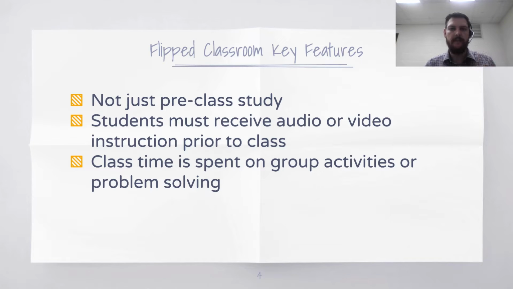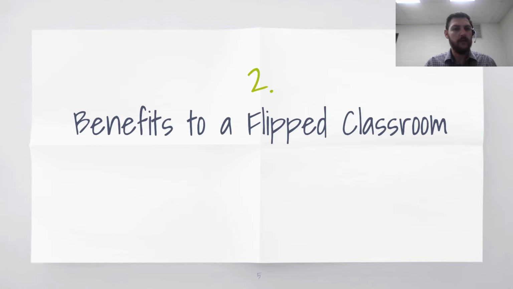Students must receive audio or video instruction prior to class. So whether that's the teacher created or they've curated from somewhere on the web, they have to have that before coming to class. And then class time is spent on group activities or problem solving. So those interactive features are key. Those are the key features of a flipped classroom. Two, benefits of a flipped classroom.